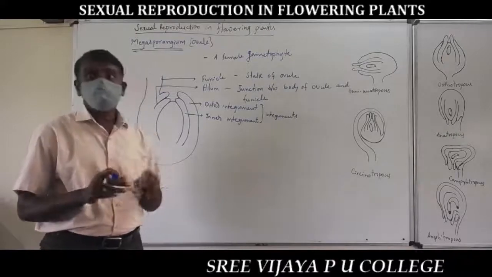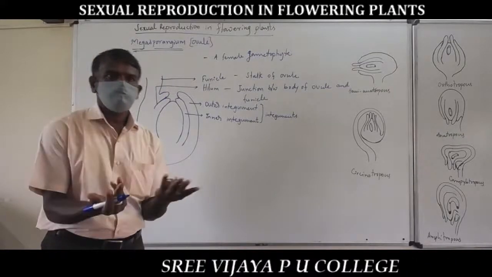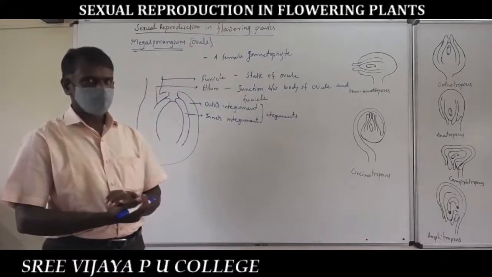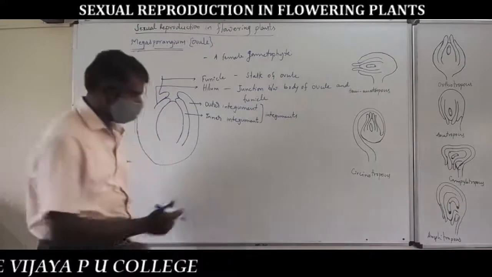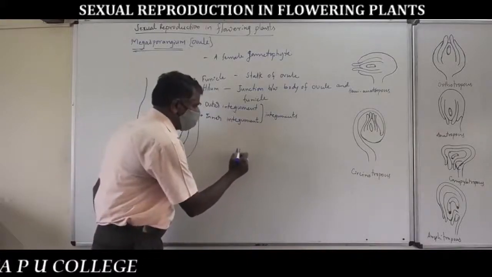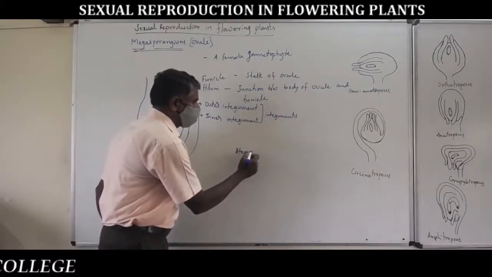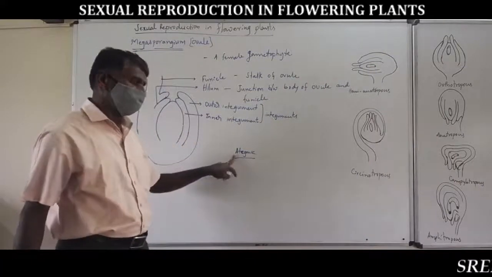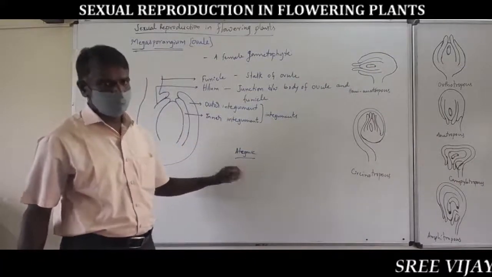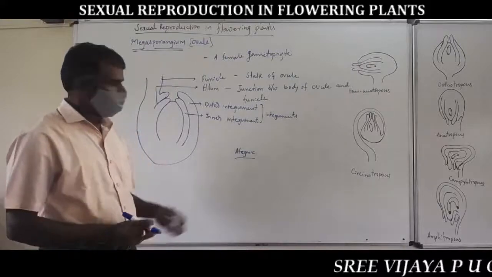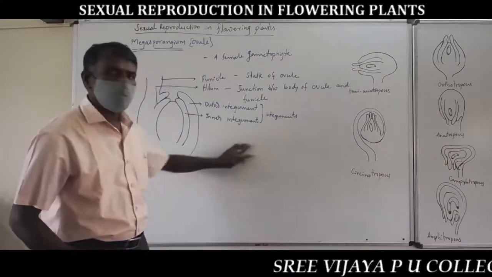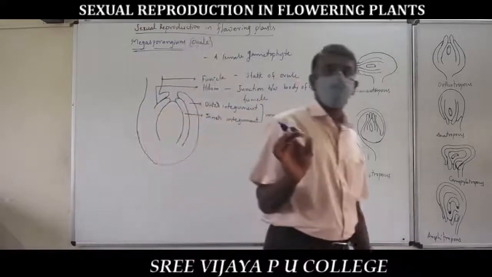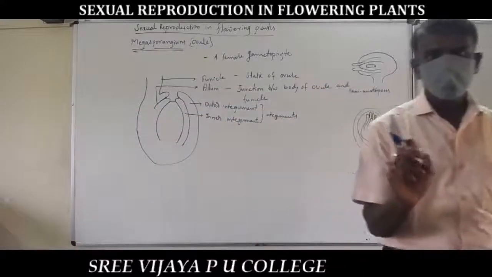Sometimes if the ovule does not have any covering layer, that is what we call an ategmic ovule, meaning absence of tegma, absence of covering layer. So ategmic ovules are ovules which do not possess any covering layer.